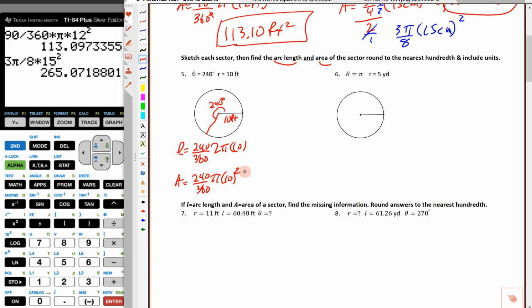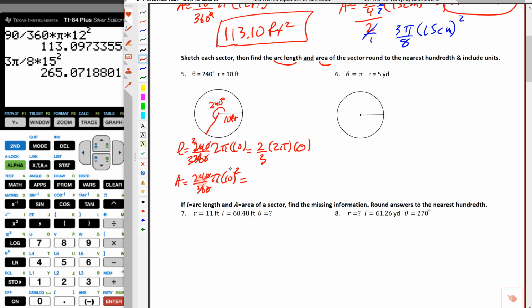If you want to take the time to simplify, there's no problem doing that. I'm going to go ahead and cancel those off. In fact, I didn't do any cancellation above. 240 over 360, that's actually 2/3. So let's see, 2 on the top because 12 goes in there twice, and 3 on the bottom, so 2/3. So here's what we're doing. We're doing 2/3 times 2 pi times 10, okay?